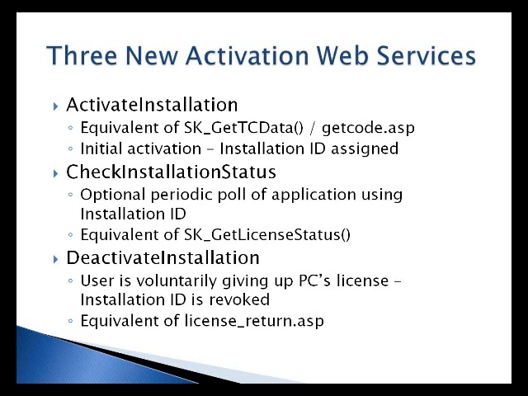Now, as I mentioned, the check installation status and the deactivate installation are both optional, but they are required if you want to have the most flexibility and control over your customer licenses. And just like controlling the number of activations through the activations left parameter, you can optionally control the number of allowed deactivations before they must contact you for further approval. Now, you can specify unlimited deactivations, meaning the customer can move the license from machine to machine as many times as they want, but we added that parameter so that you can control how many times they're allowed to do this voluntary deactivation process before they must contact you.